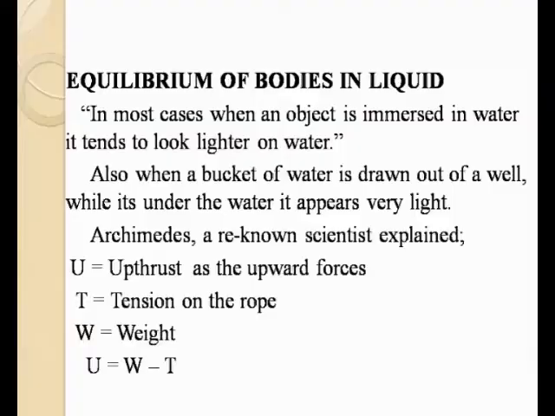So let's proceed. Therefore, if the pull in the rope is T, that is the tension on the rope, the equilibrium of the bucket is given as, meaning that the tension of this rope is given as weight minus upthrust. That's the fundamental equation when it comes to Archimedes' principle. Of course, your tension will be in Newton, your weight will be in Newton, and your upthrust will also be in Newton.